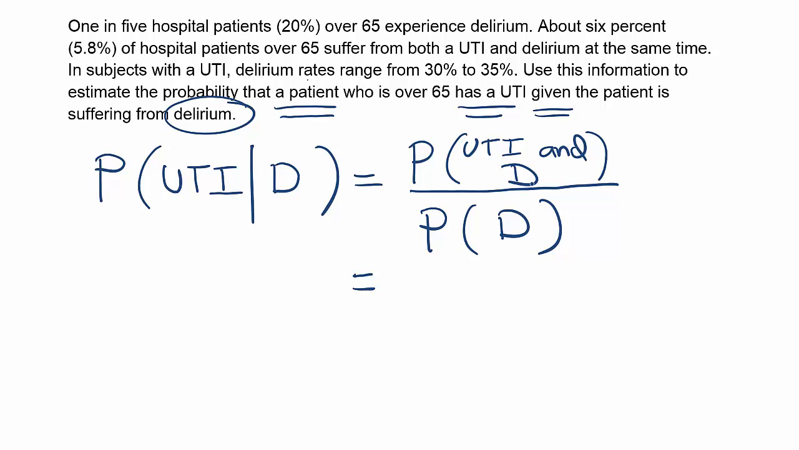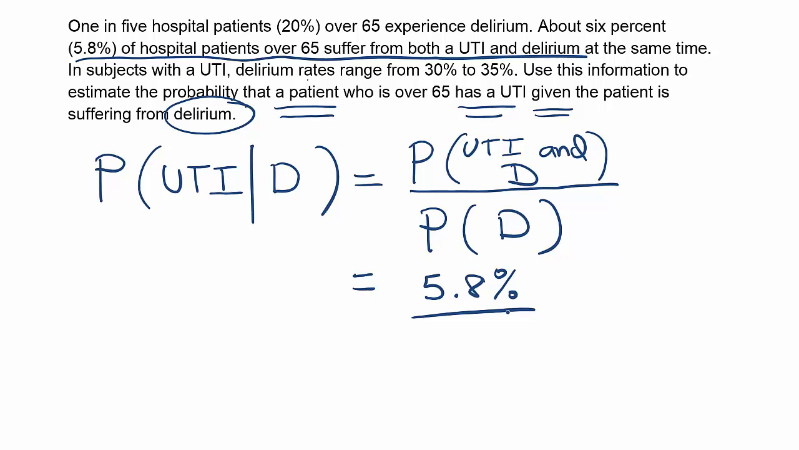Well, if I read this statement, it says 5.8% of hospital patients over 65 suffer from both a UTI and delirium. And there it is. That's the number we need, because it says they're both happening at the same time in a patient, right? So that would be 5.8%. You could write that as just 5.8% as long as you use percents throughout the fraction. If you put it in the numerator as a percent, you've got to make sure the denominator is also a percent, because you're going to want those percent symbols to cancel out.